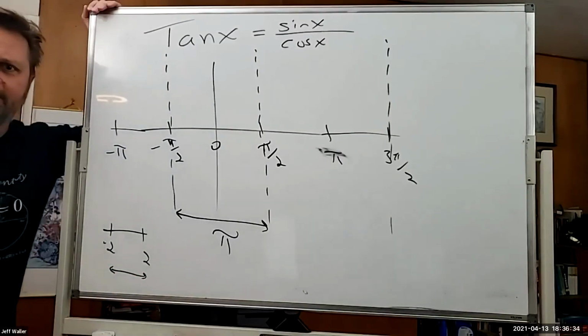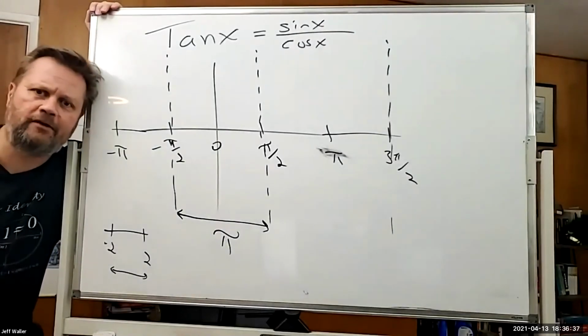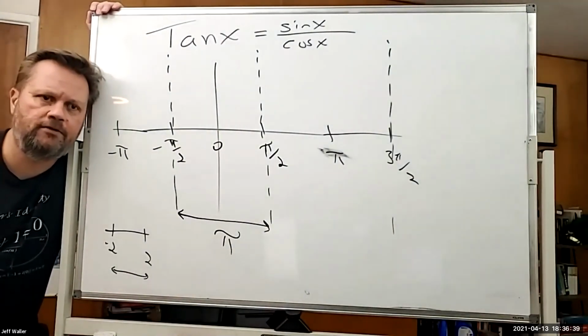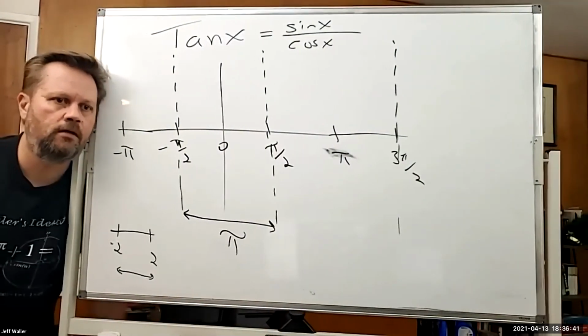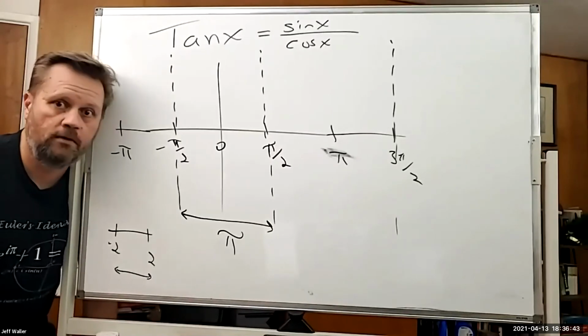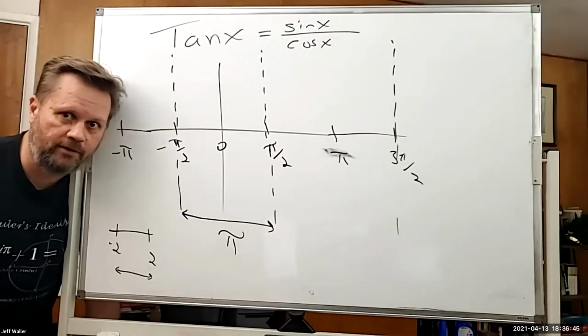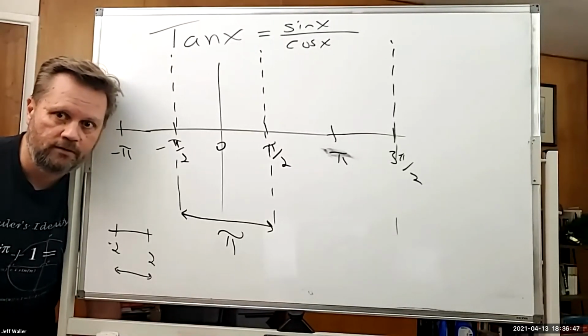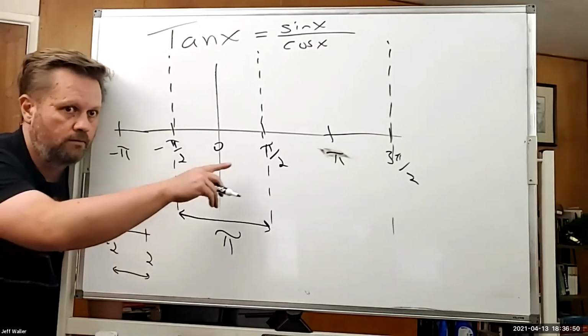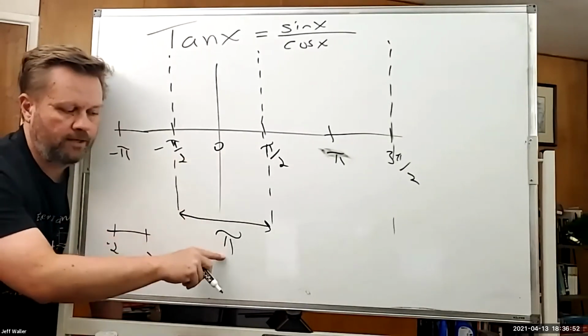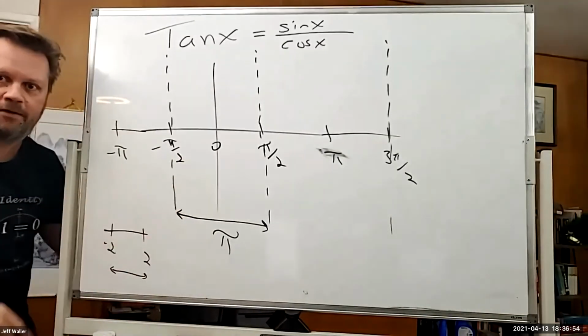They're 4 apart, right? How do you tell how far apart two numbers are? What operation tells you how far apart two things are? Subtraction. Pi over 2 minus negative pi over 2 is pi. All right, so that's the period of tangent.